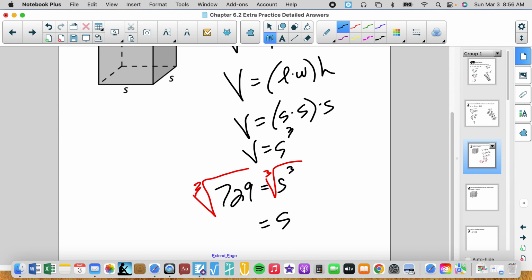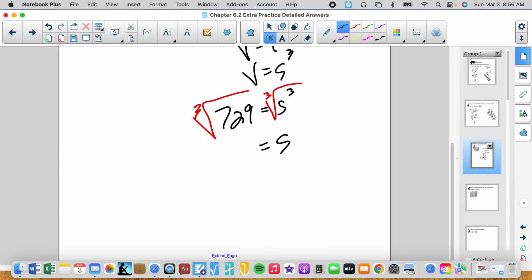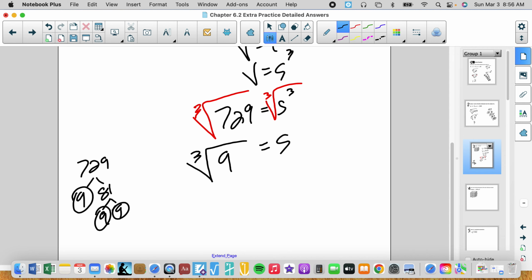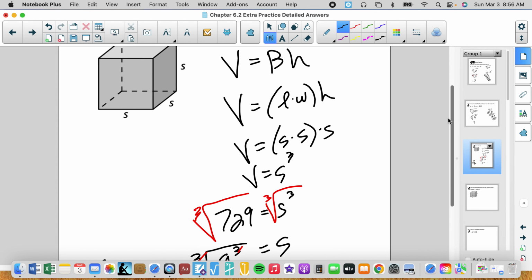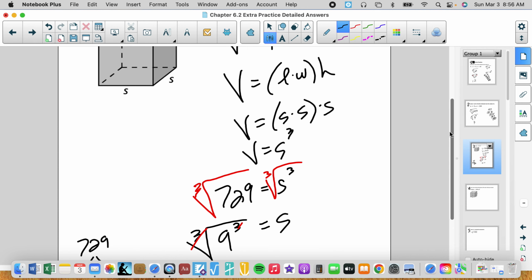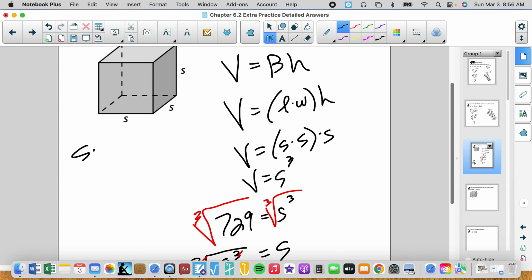Since it's odd, those will cancel, and then we want to look at 729 and break it up. I'm going to break that into 9, and that gives me 81. I'm not going to break 9 down to 3 and 3, because I want powers of 3, a base to the third. So we know that 729 can be written as 9 cubed. Those cancel, and you're left with 9 equals S. The unit is centimeters cubed, so a side length is going to equal 9 centimeters.